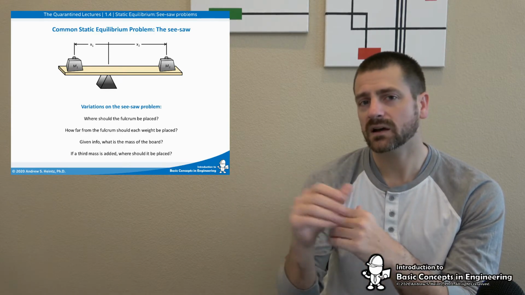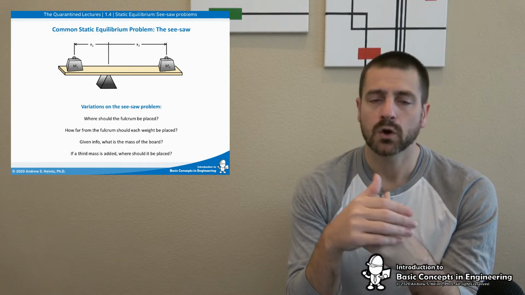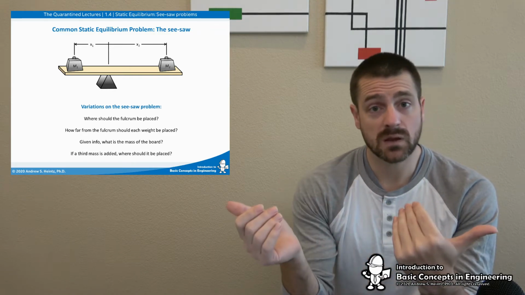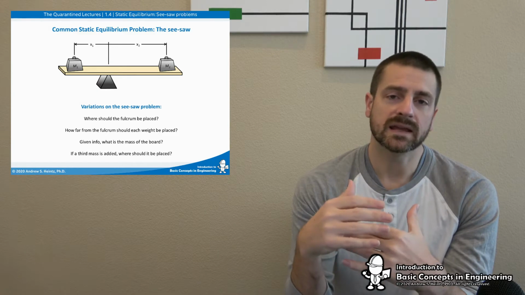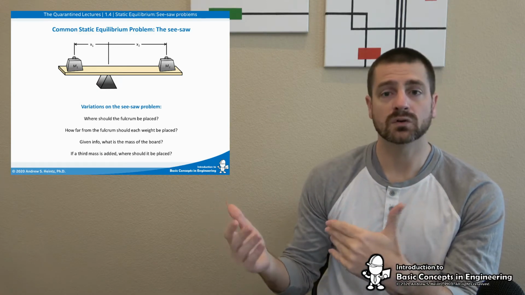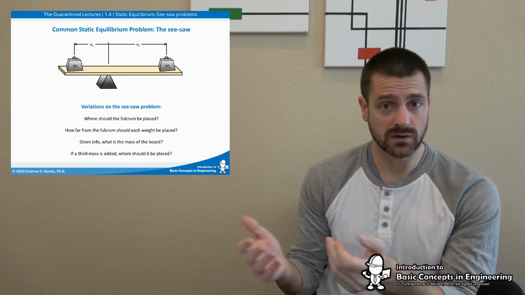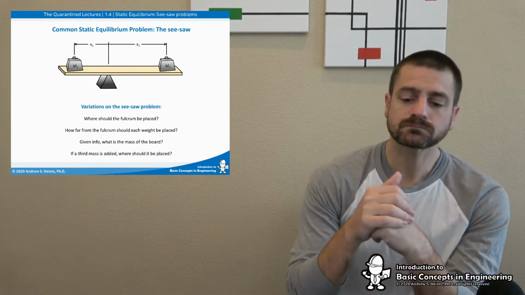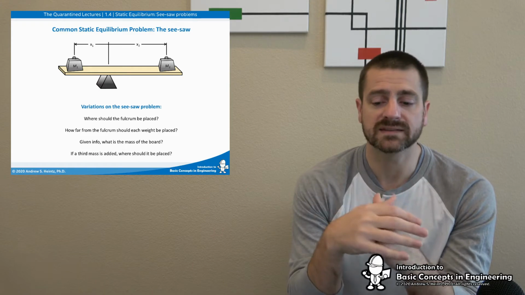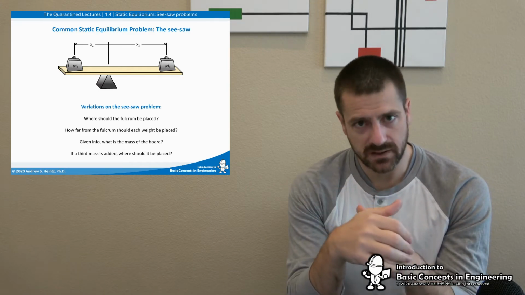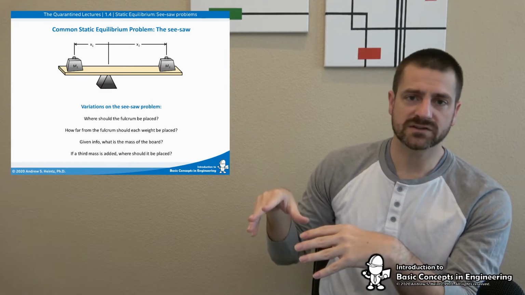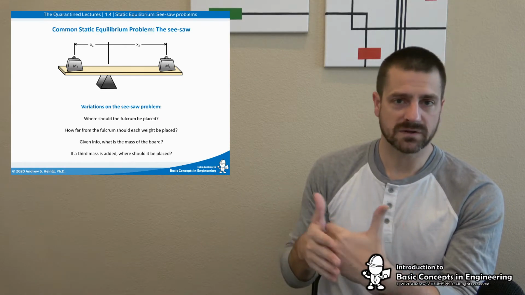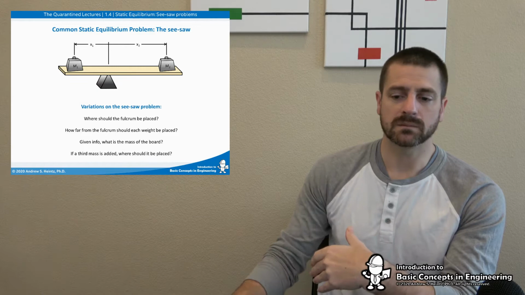Now there are going to be a lot of variations on this problem. Where should the fulcrum be placed to make it balanced? How far from the fulcrum should each weight be placed to make it balanced? Given some amount of info, determine the mass of the board, because that also can affect it. If you have a super heavy board, it may not matter as much where the weights are. And if a third mass is added, where should it be placed to make it balanced? Fundamentally, all of these are just variations on the problem, given different information. Find the ultimate solution, which is how to make this thing balance.